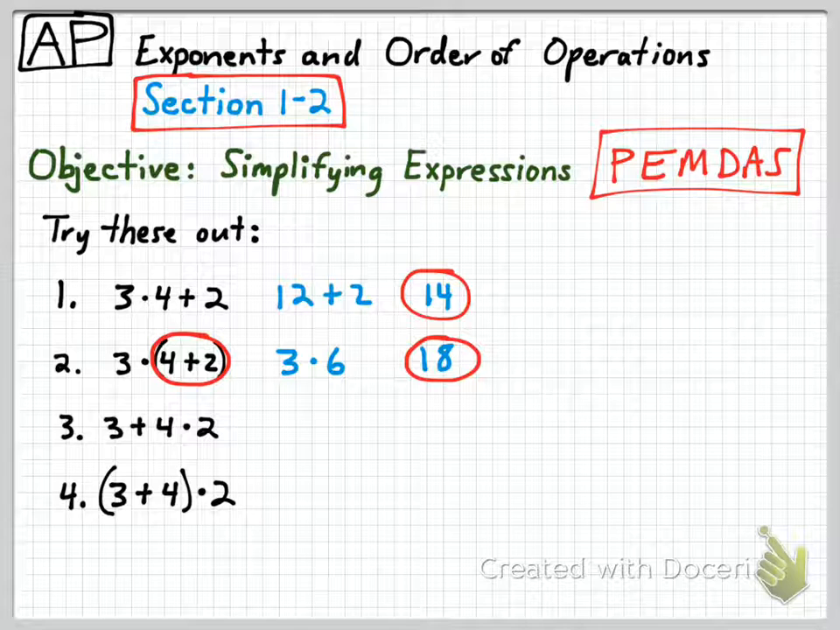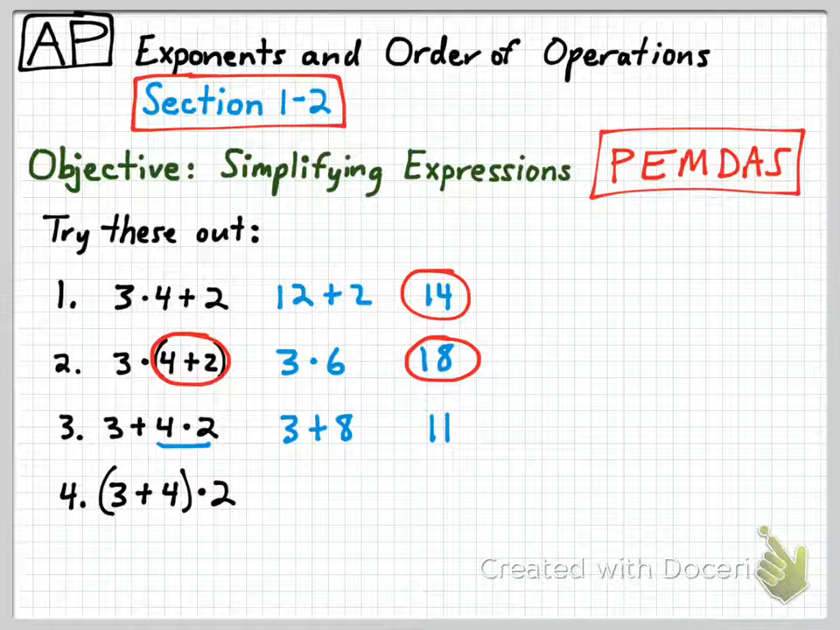Okay, so number 3, now we don't have any parentheses here, and if we go left to right and do the 3 plus 4 first, that would be wrong because addition does not come before multiplication, so we have to multiply first. So if you're following the order of operations, then you're going to multiply 4 times 2 first, and 4 times 2 is 8, and 3 plus 8 is 11. Okay, so that might have tripped some of you up. It usually does catch a few people.